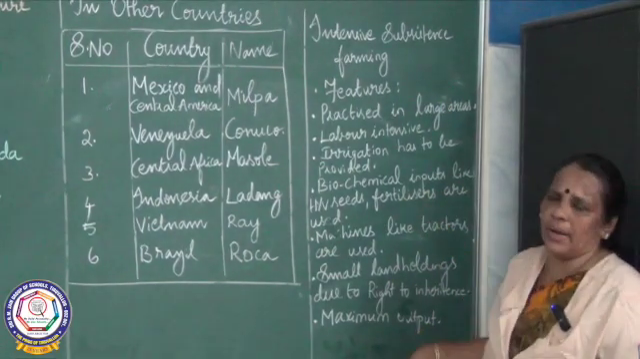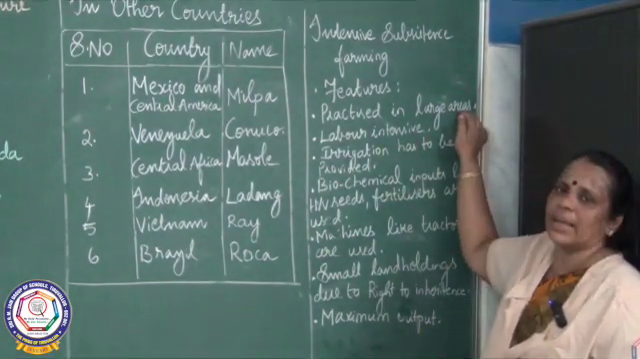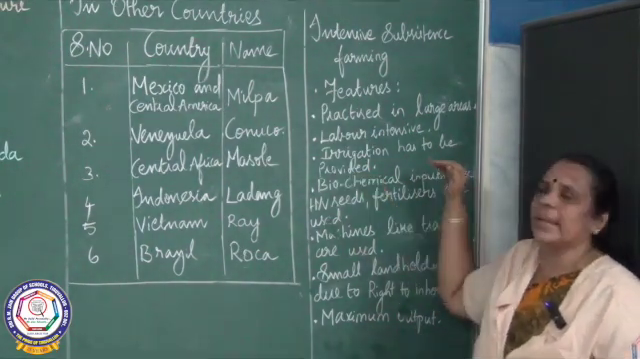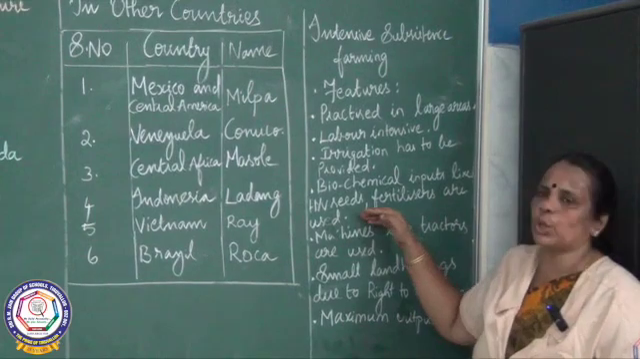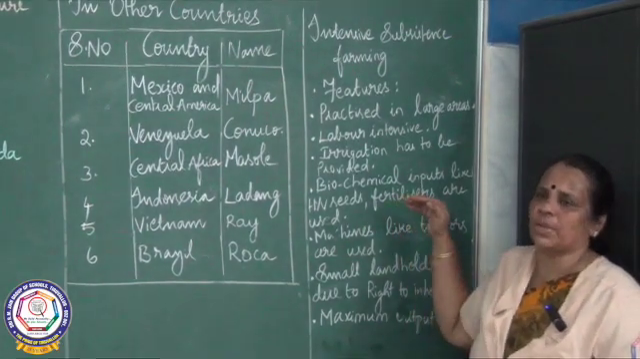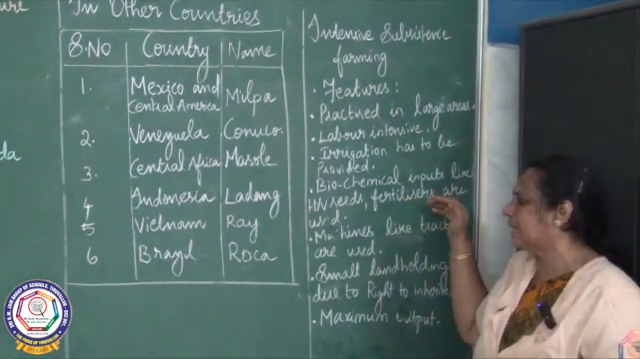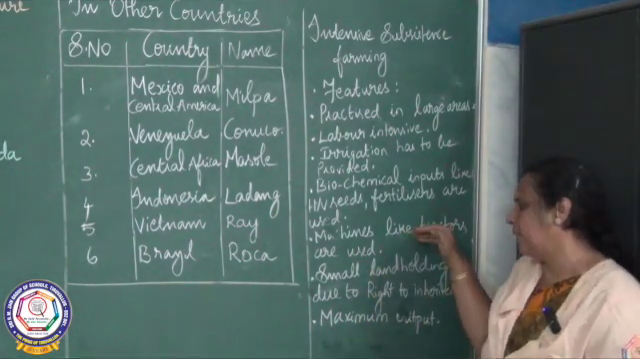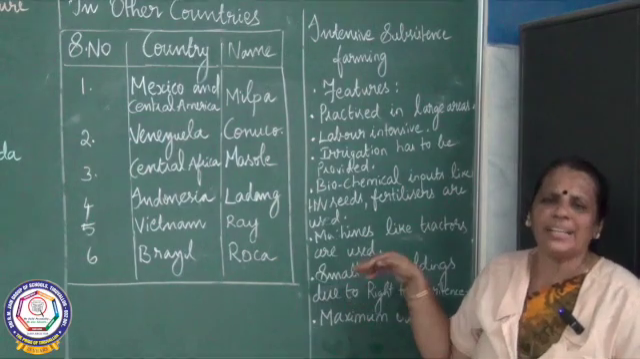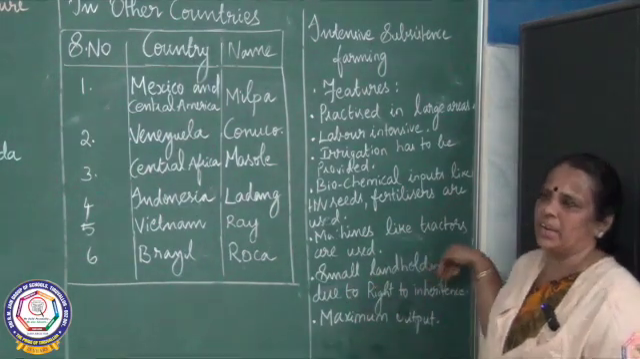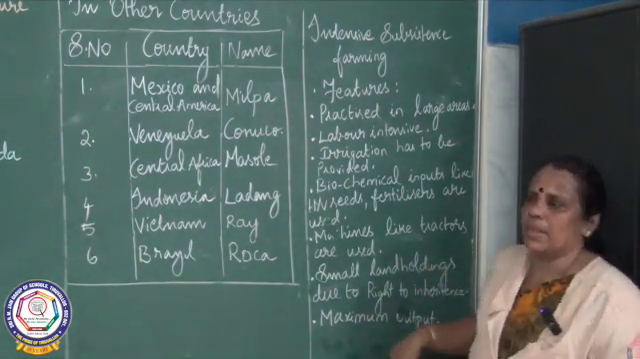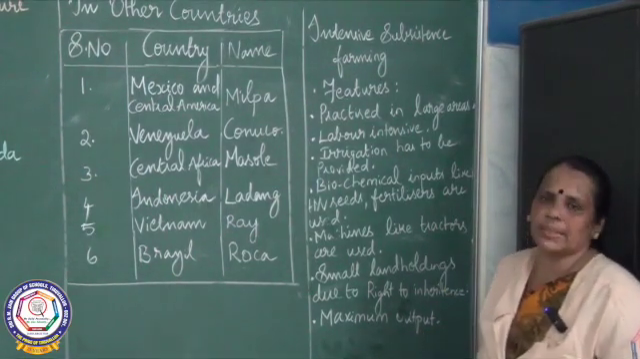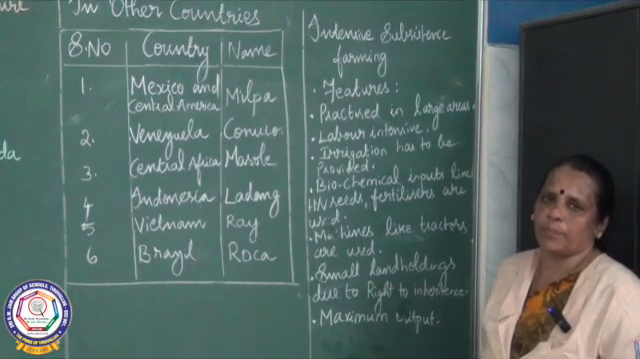Once again I will repeat: it is practiced in large areas. The second one is labor intensive process. The third one is irrigation has to be provided. The fourth one, biochemical inputs are used like HYV seeds and chemical fertilizers. The next one, machines are used for every farming activity. The next one, land holdings are becoming smaller due to right to inheritance. At the same time, they want to get maximum output. So all these are the features of intensive subsistence farming.